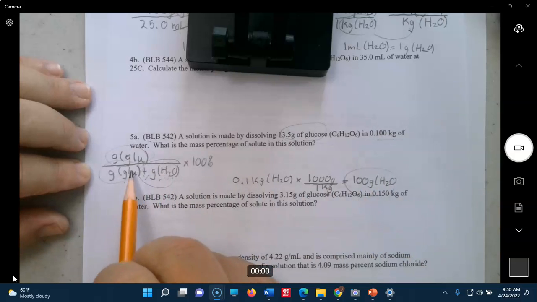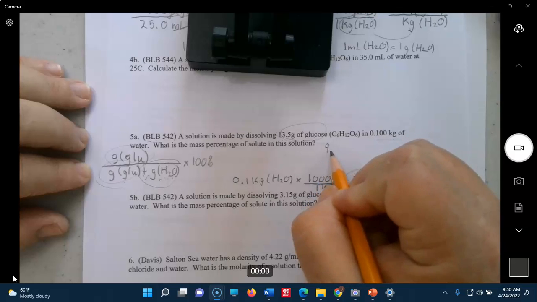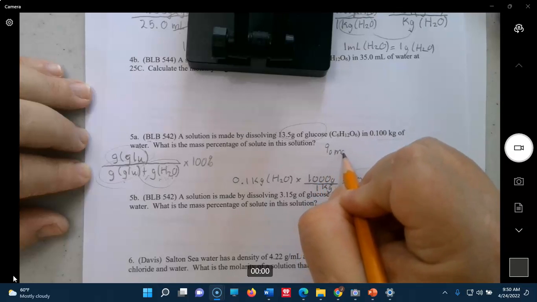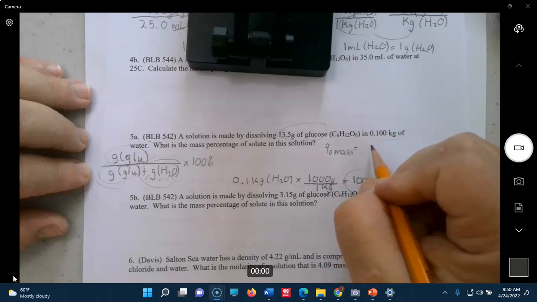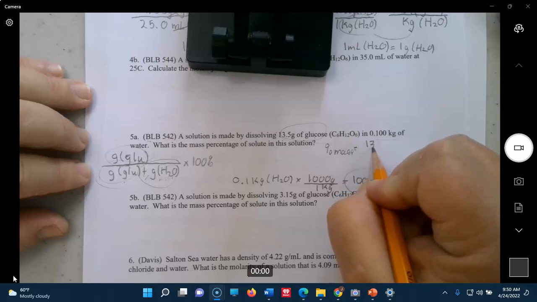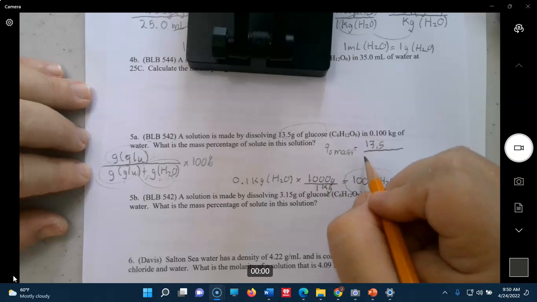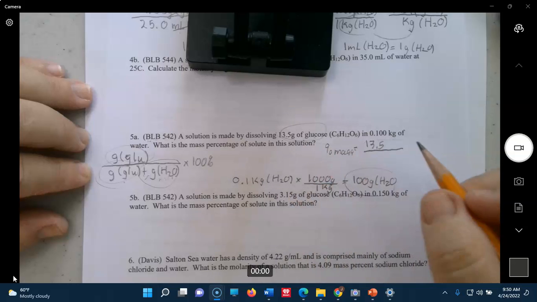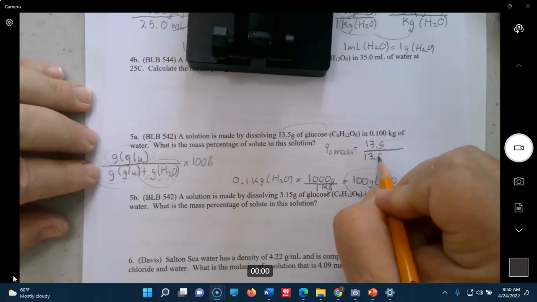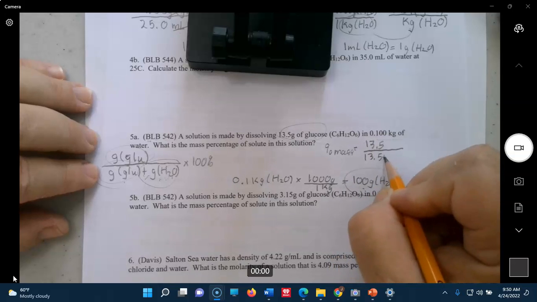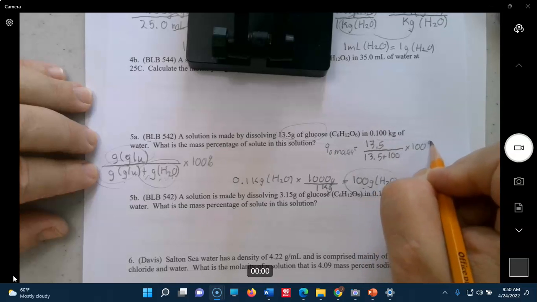So now we know this, and this, so we just plug them in together. I'll do that right here, and that's called percent mass. That's going to equal 13.5. I'm not going to put units in here because they're all going to cancel out. They're all grams. Over the grams of glucose again from right there, plus the grams of solvent, which is the water, times 100%.